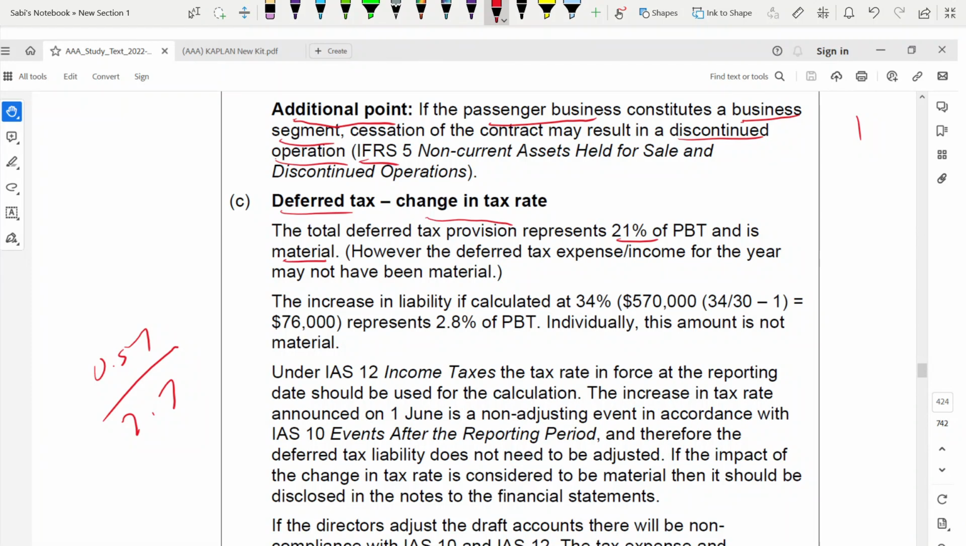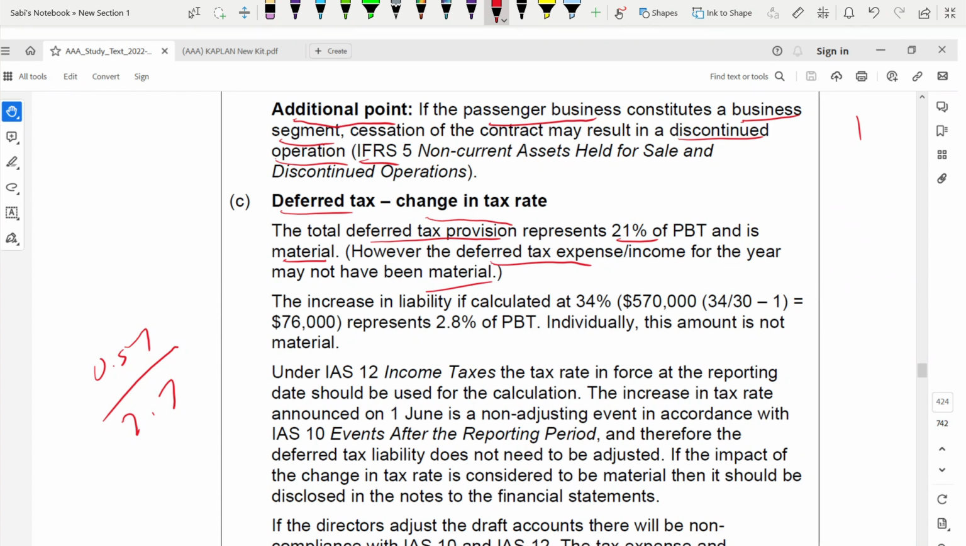Now do you see the pattern? If you see A, B and C, everywhere they always write by calculating and then saying whether it's material or not. And in all the three situations, it's material. Most of the time they will give you material scenarios only, because then only you can write about it. What's the point if they give everything in material? Here, this is the deferred tax provision, which is material. But the deferred tax expense or income could be immaterial. But even if you don't write this in your answer, it is still fine.